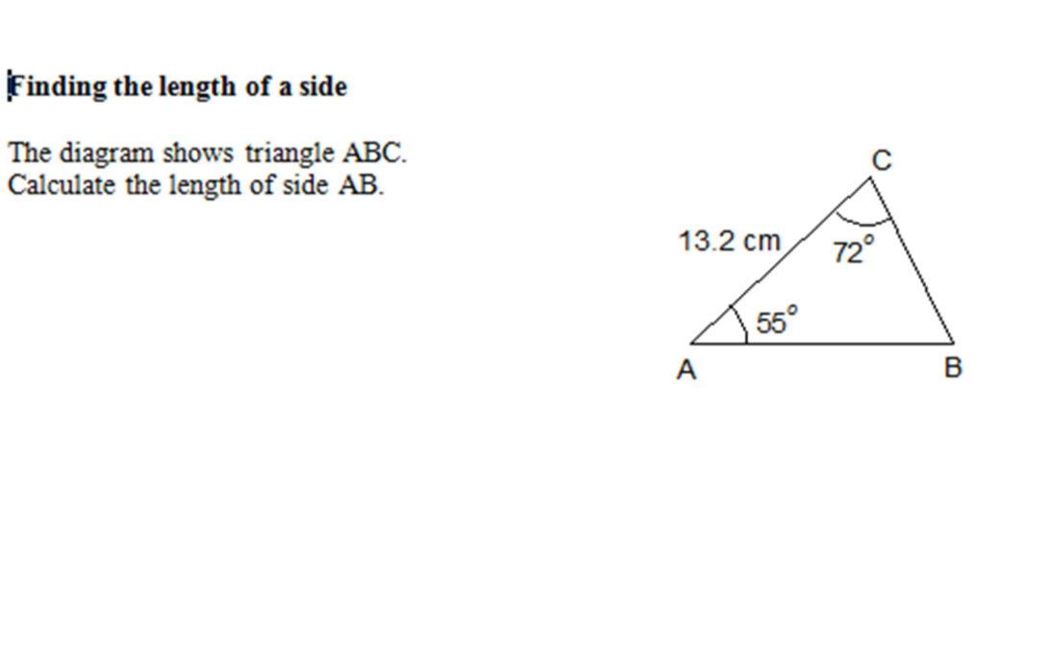All right, let's try to find the length of a side. The diagram shows triangle ABC. I assume you know how to label the triangle. The side opposite the angle is always the side. So that will be side A, that will be side B, and that will be side C. All right? Okay, calculate the length of side AB. So we want to find AB.